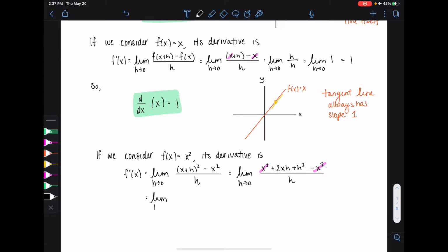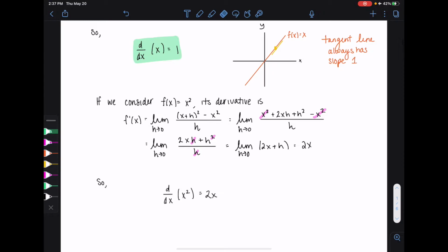So we get the limit as h goes to 0 of 2xh plus h squared over h. And then lots of h's, one of those cancels. It is the limit as h approaches 0 of 2x plus h. Plugging in h is 0 gives us just 2x. So ultimately, the derivative of x squared is 2x.